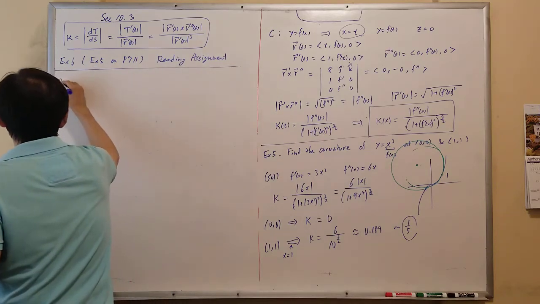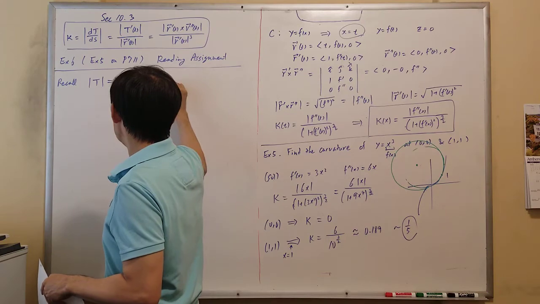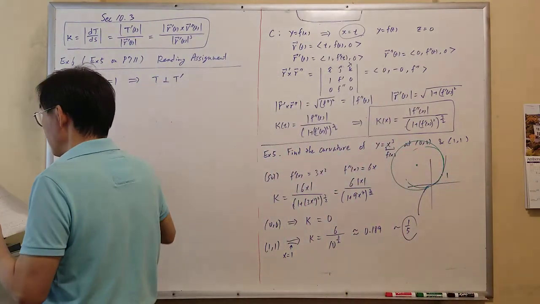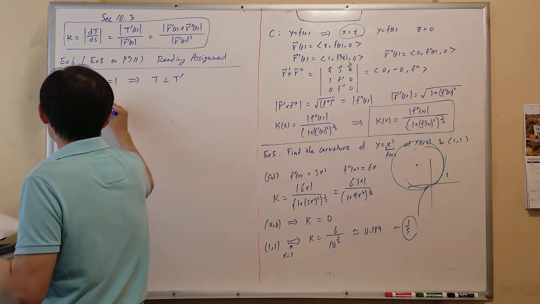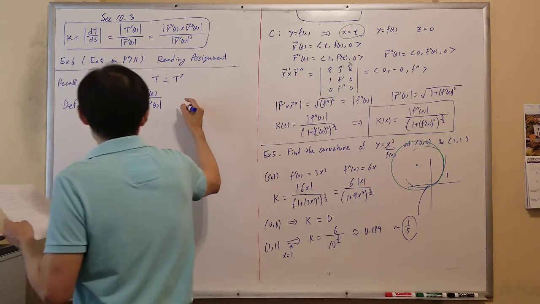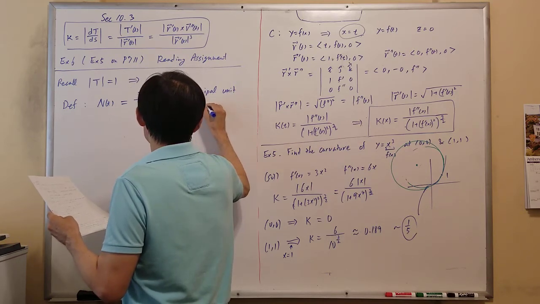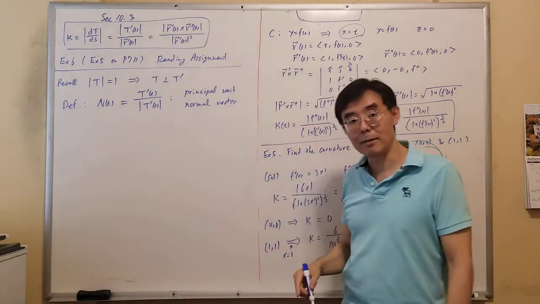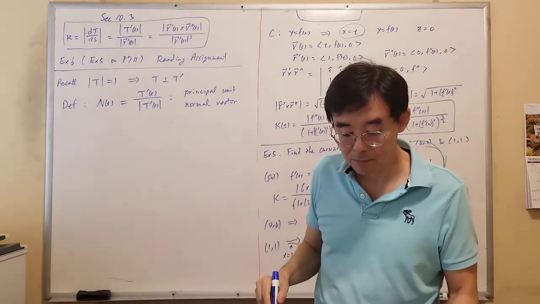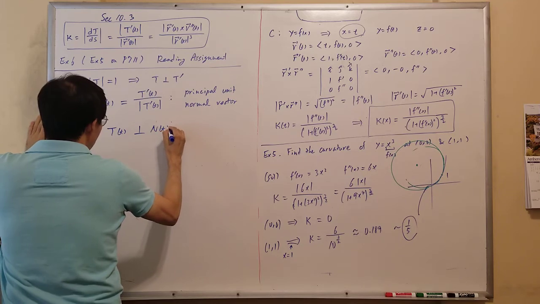Now, recall, we learned that the unit tangent vector has constant magnitude 1. That's why T and T prime are orthogonal, right? So then we define N of t as T prime of t over its magnitude. Again, this is called the principal unit normal vector. It has the same direction as T prime, and it is a unit vector because I divided by its magnitude. Therefore, because it is the same direction as T prime, T of t and N of t are always perpendicular.